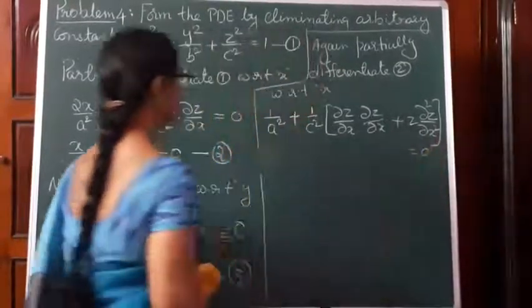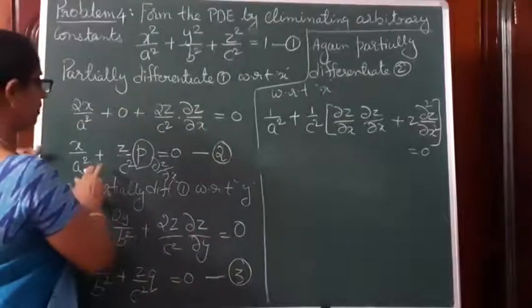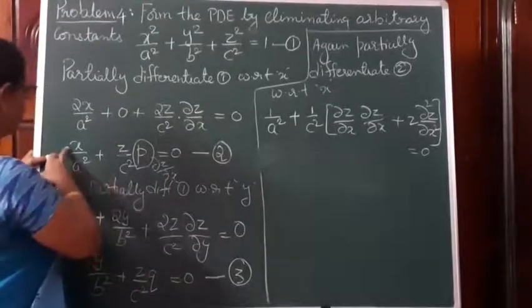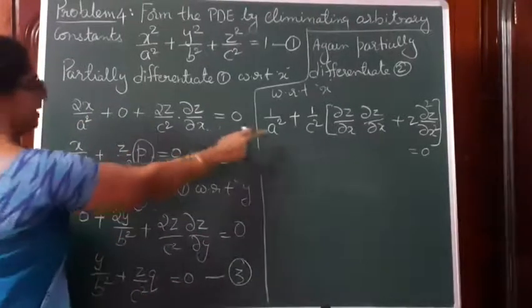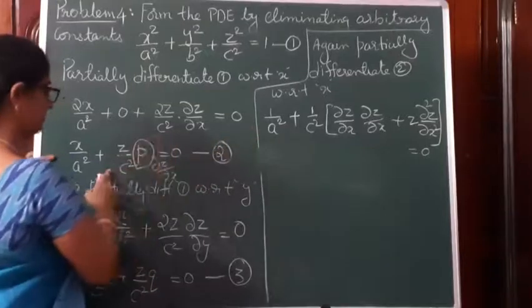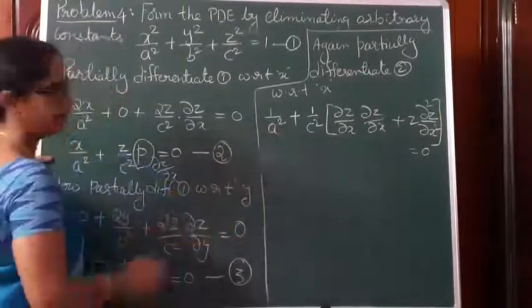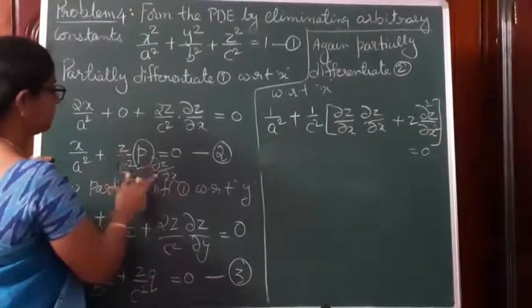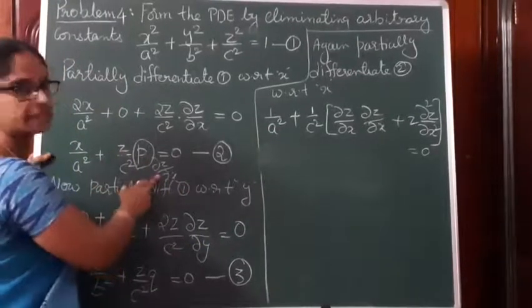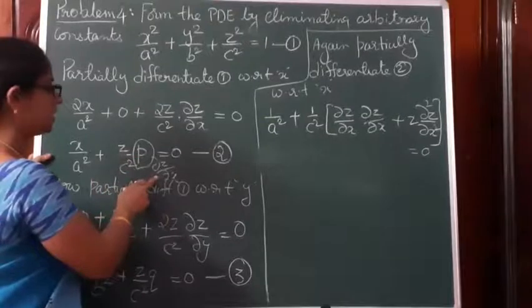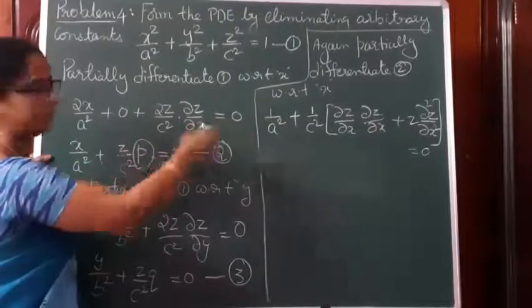Hope you understood here. We are partially differentiating 2 with respect to x. Derivative of x is 1, so we obtain 1 by a square as first term, plus 1 by c square is constant. We have taken it outside. We have 2 terms in product here, z and dou z by dou x. So to differentiate this with respect to x, we apply the product rule.